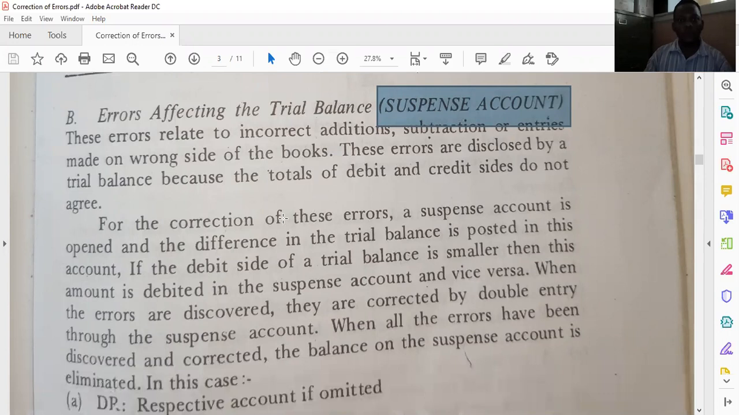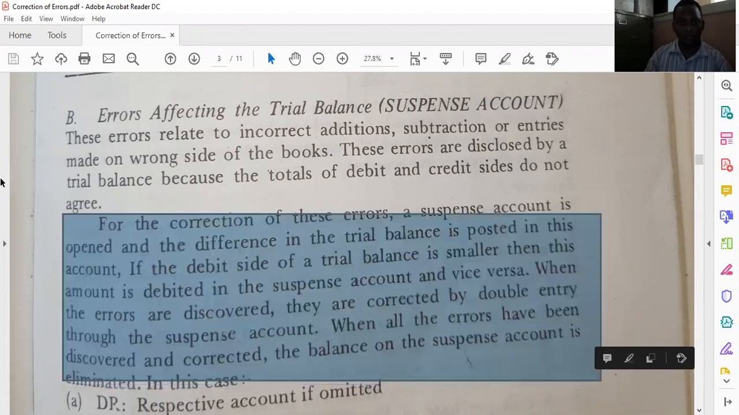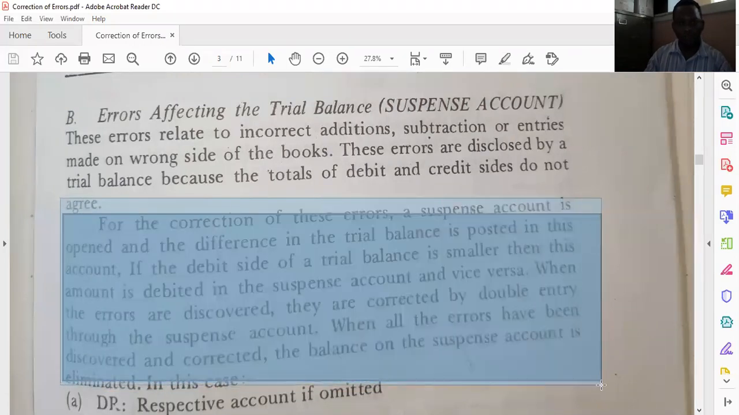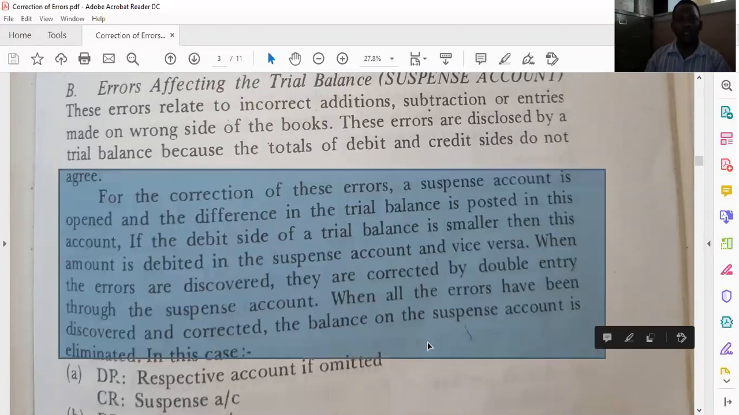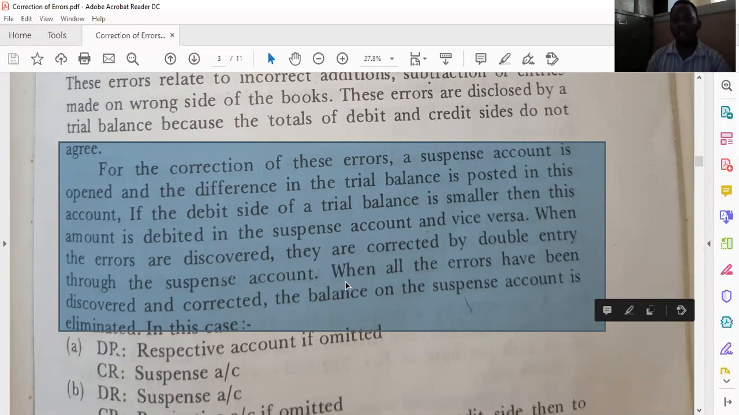So for correction of these errors, let's pay attention to this paragraph. A suspense account is opened and the difference in the trial balance is posted in this account. If the debit side of a trial balance is smaller, then this amount is debited in the suspense account and vice versa. That is to say, if the credit side of the trial balance is smaller, then this difference is credited in the suspense account.